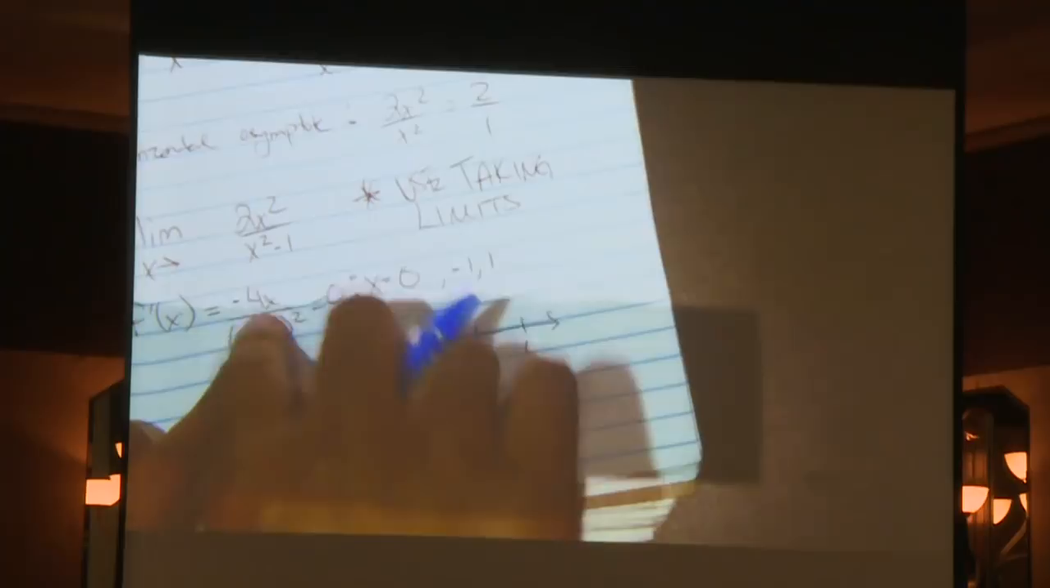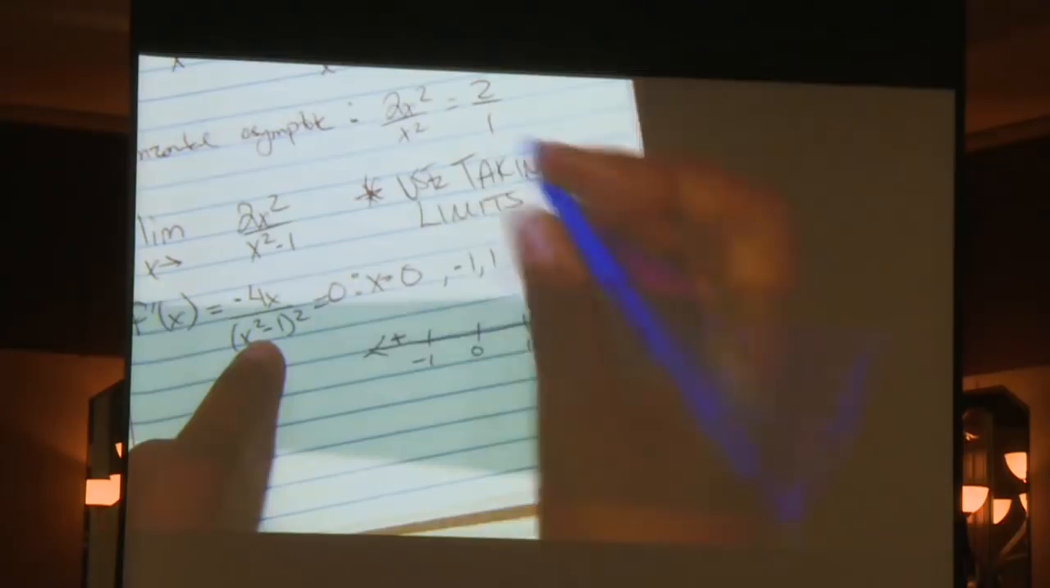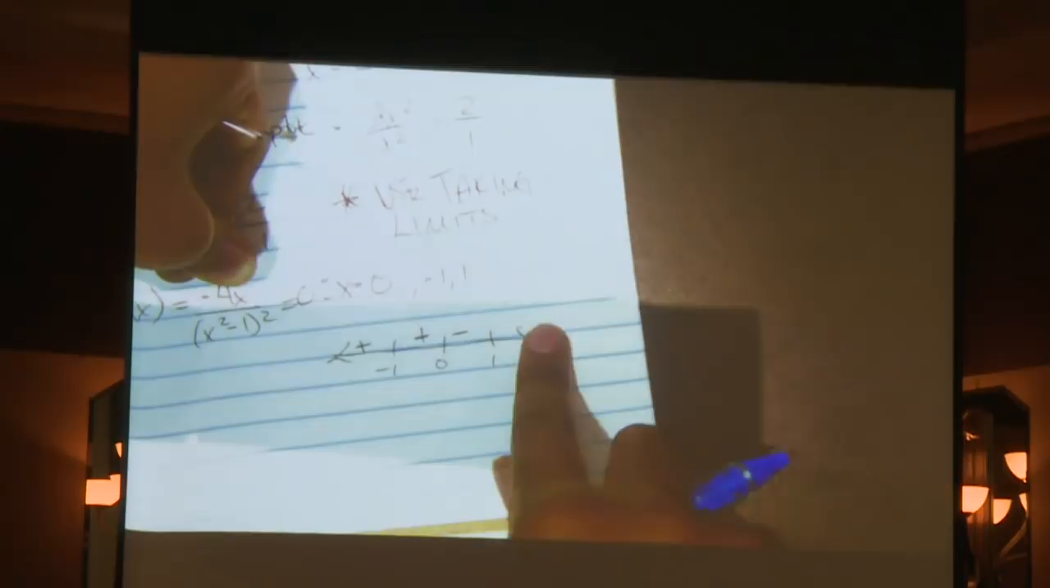So that's positive. Anything, I'm going to say negative 1/2. It's going to give me a positive on the top. It's always going to be positive on the bottom. I'm going to say 1/2. It's going to give me a negative on the top. Always going to be positive on the bottom. So it's going to be negative. And I'm going to say, I'm sorry, 2. It's always going to give me a negative on the top and a positive on the bottom.